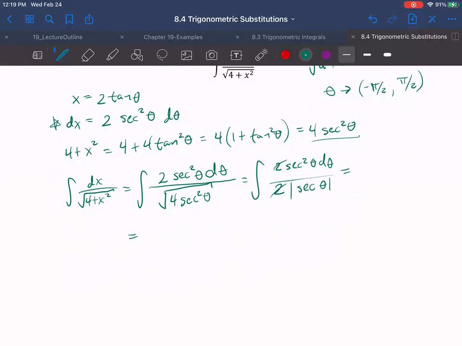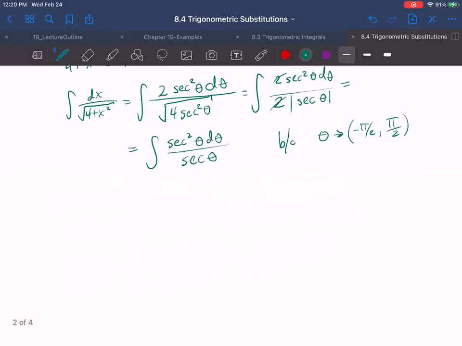So does the absolute value matter anymore? Because no matter what secant we take, we are staying between negative pi over 2 and pi over 2 on theta. So this integral becomes secant squared theta d theta over secant theta, because we said theta was negative pi over 2 to pi over 2. So we're only getting positive secants. Then this becomes the integral of secant theta d theta.